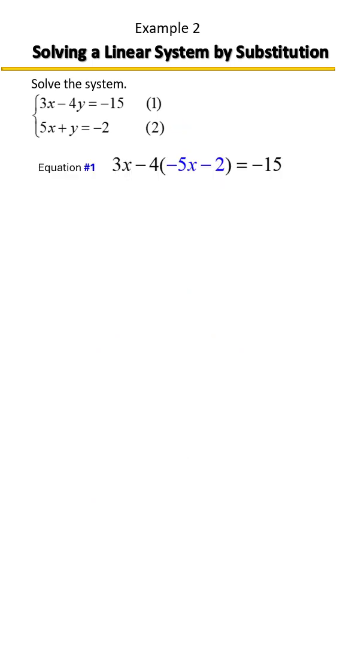Now we're going to solve the equation. We're going to use the distributive property. Negative 4 times negative 5x equals positive 20x. Negative 4 times negative 2 equals positive 8. Combine like terms. 3x plus 20x equals 23x. Subtract 8 from each side. Divide by 23. And x equals negative 1.